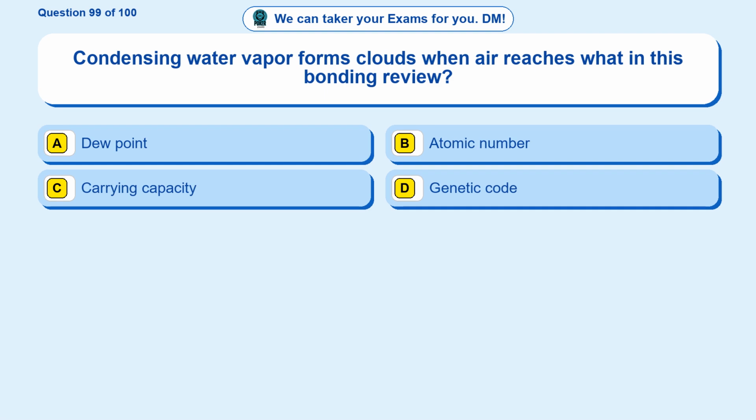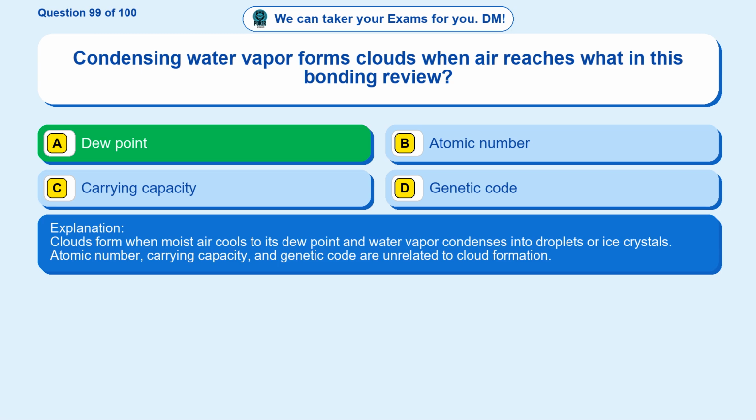Question 99. Condensing water vapor forms clouds when air reaches what in this bonding review? Option A, dew point. Option B, atomic number. Option C, carrying capacity. Option D, genetic code. The correct answer is option A. Dew point. Clouds form when moist air cools to its dew point and water vapor condenses into droplets or ice crystals. Atomic number, carrying capacity, and genetic code are unrelated to cloud formation.